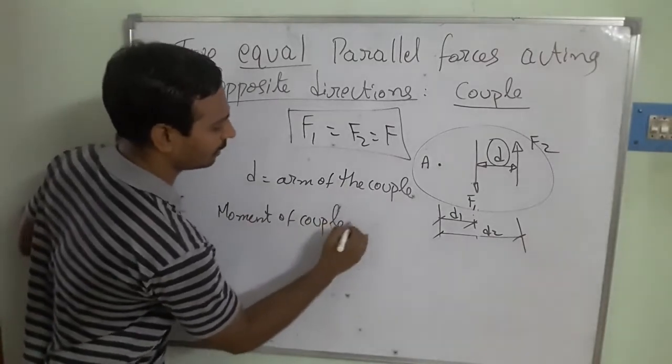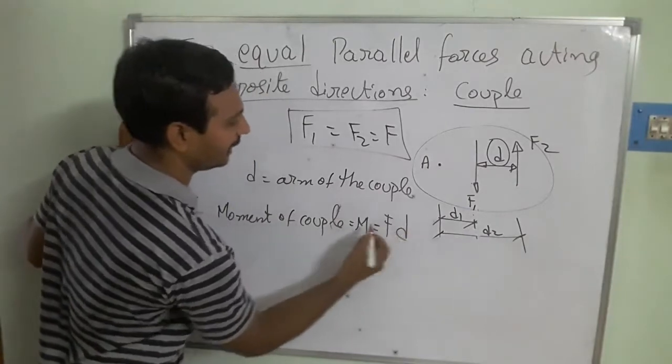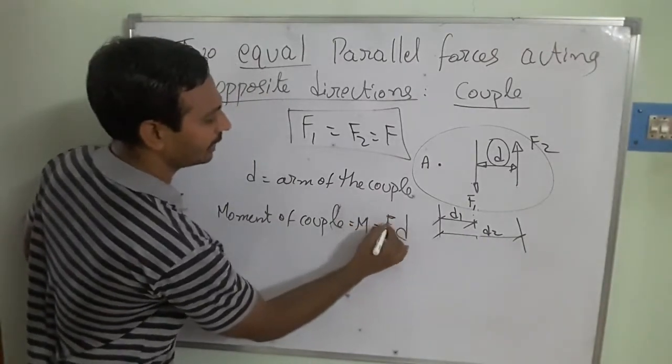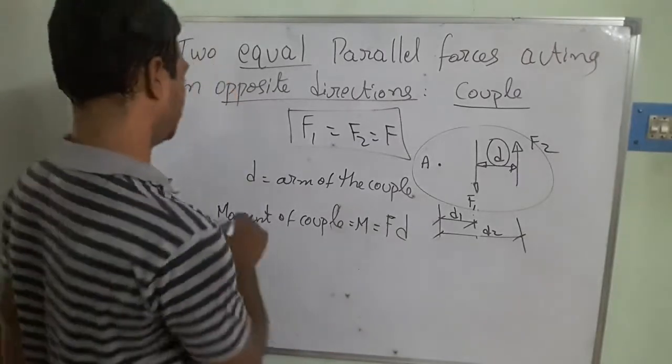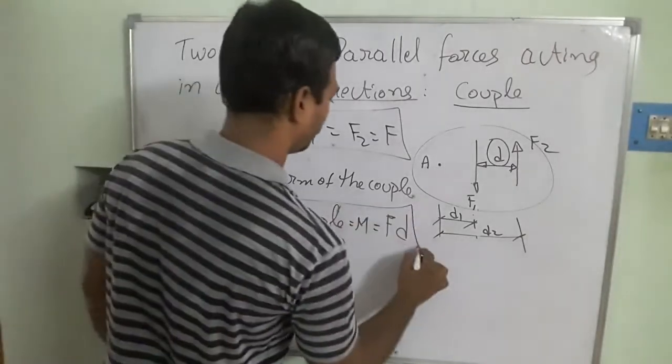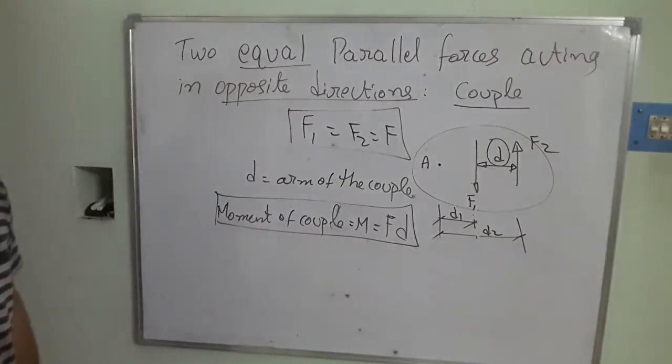The moment of the couple M is equal to the force into D. Either you can take F1 into D or F2 into D. That is going to be the moment of the couple we get. This way we are going to calculate the couple.